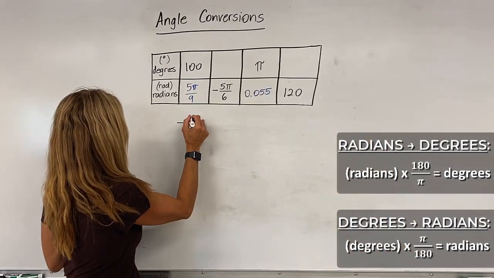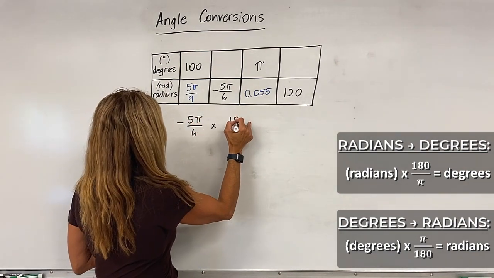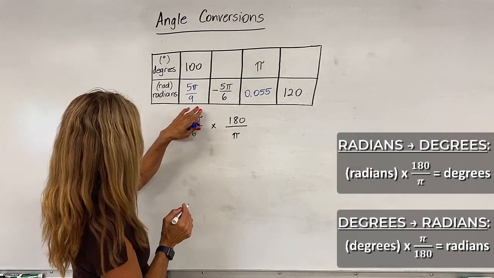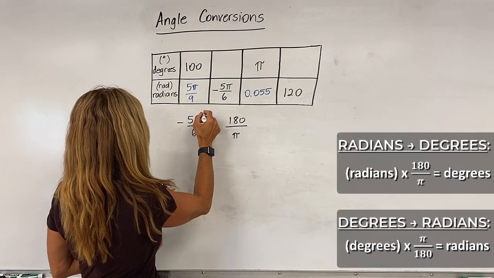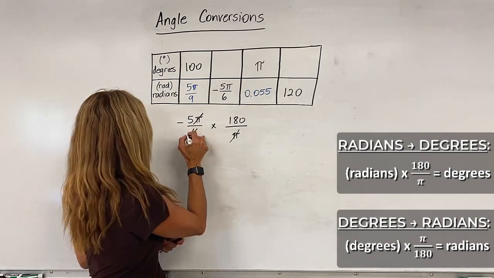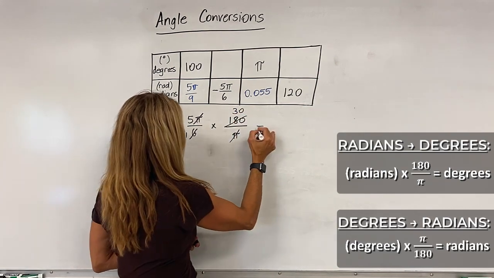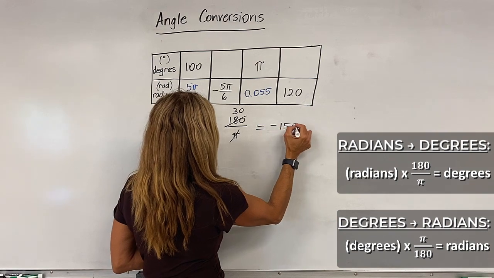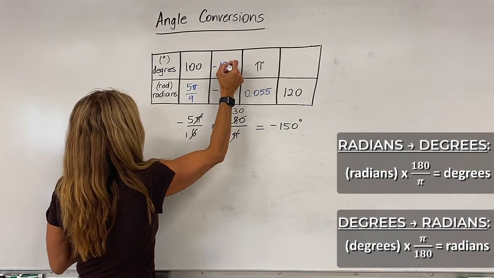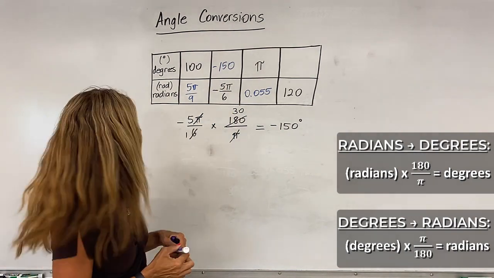We have negative 5 pi over 6 radians. We're going to multiply by 180 divided by pi. Radians cancel out, and actually our pi's simplify. And again, we're going to simplify. 6 into 6 goes once. 6 into 180 goes 30. And we have negative 150 degrees. So we can complete our second column. Negative 5 pi over 6 is negative 150 degrees.